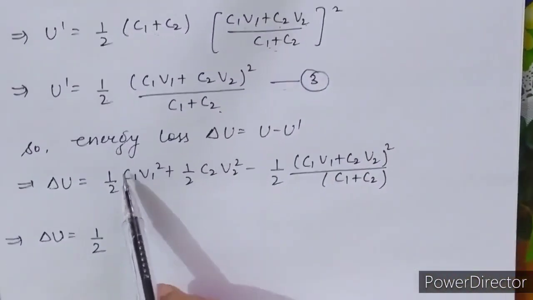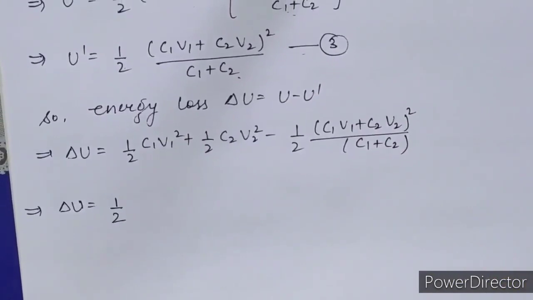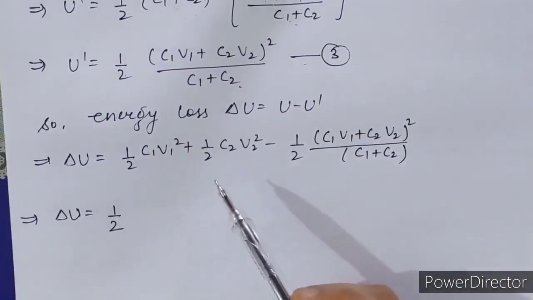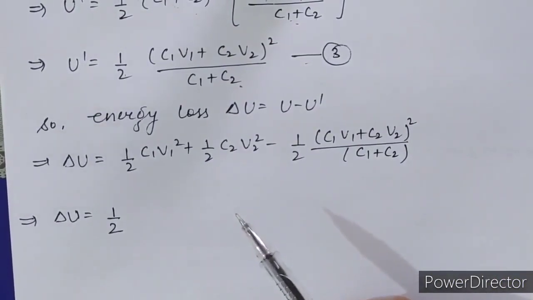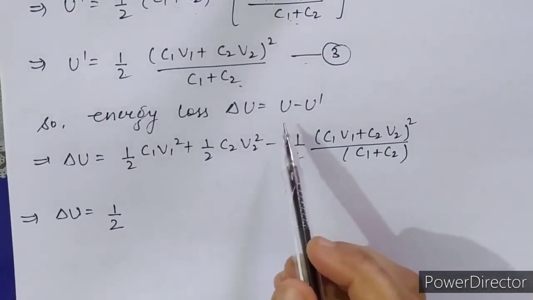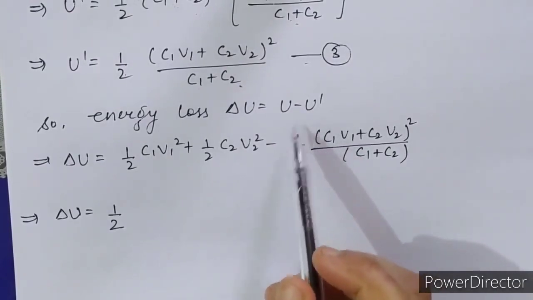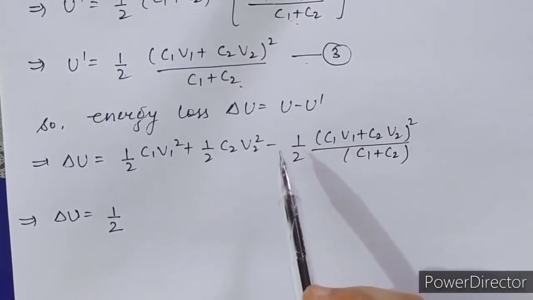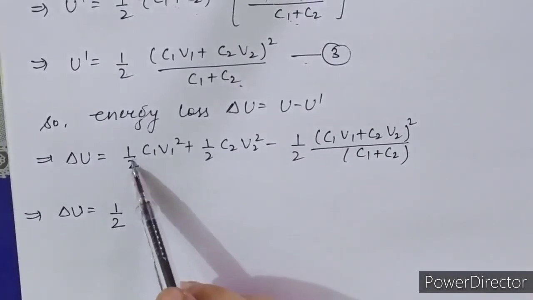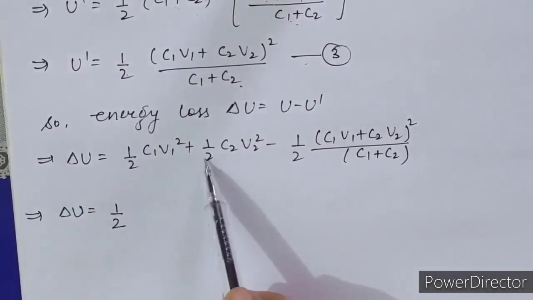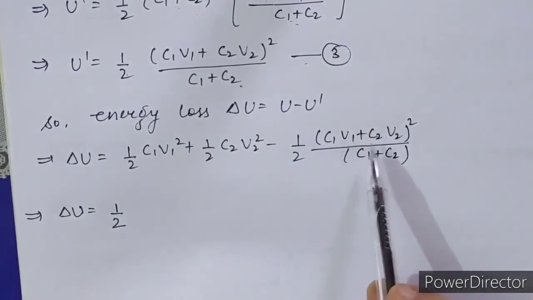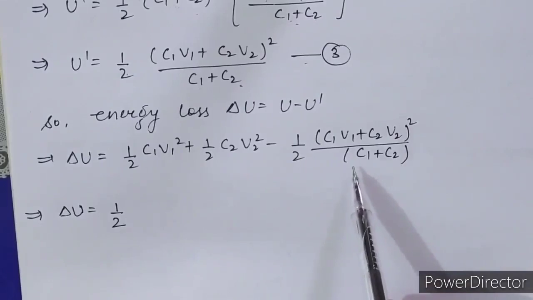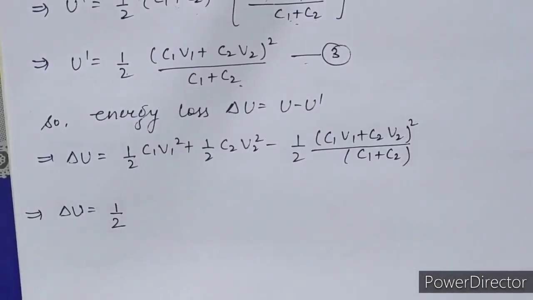Now we have to find the energy loss, the change in the electrostatic energy, means what will be the change before connection and after connection. Before connection is U, after connection is U dash. Put both the values from equation 1 and equation 3: half C1 V1 square plus half C2 V2 square minus half of (C1 V1 plus C2 V2) whole square divided by C1 plus C2. Now first thing what you have to do?